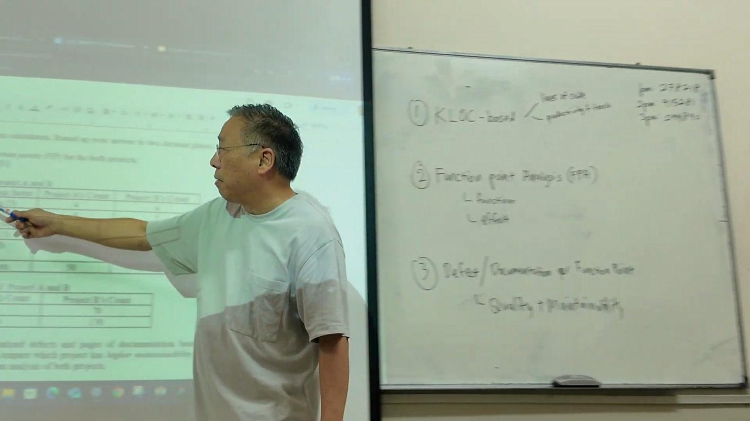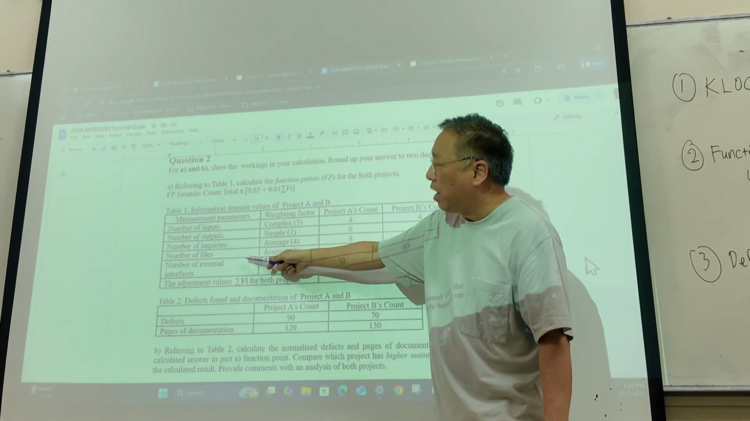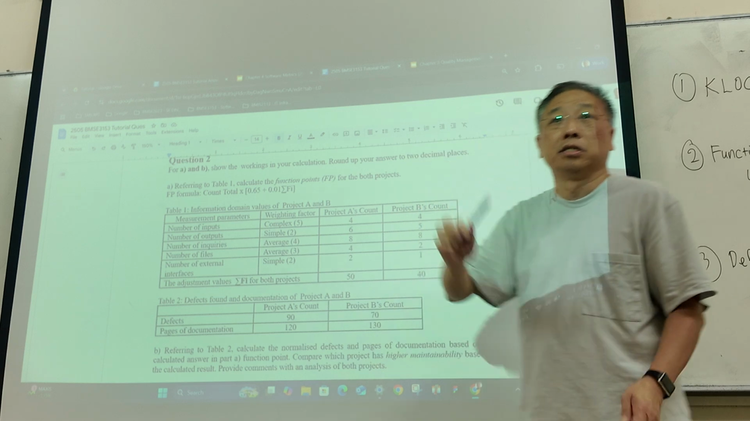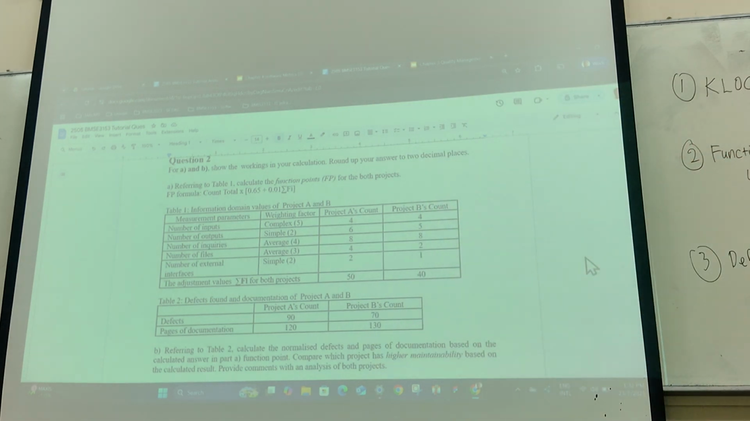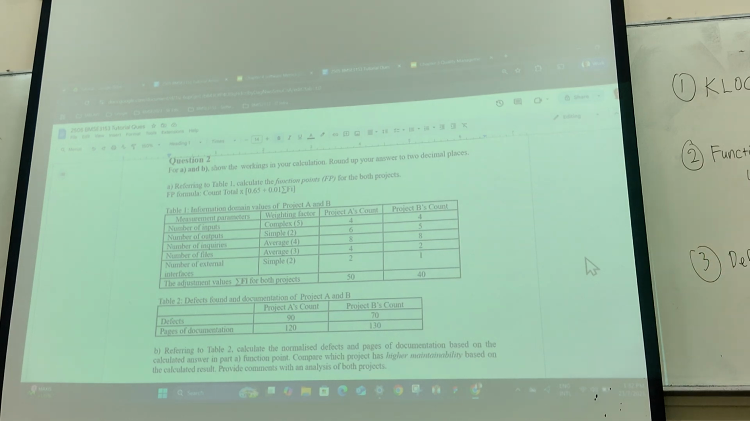And this is what I was talking about: number of input fields, number of output fields, number of inquiries, number of files, number of external interfaces. 1, 2, 3, 4, 5, 5 areas. So somebody has to sit down, go through your whole system, and on every screen count how many input fields there are, and total them up. So it's very involved, somebody needs to sit down and do this, okay?